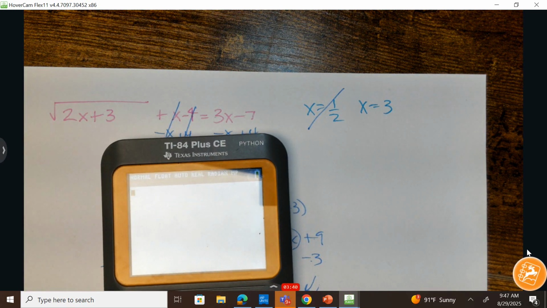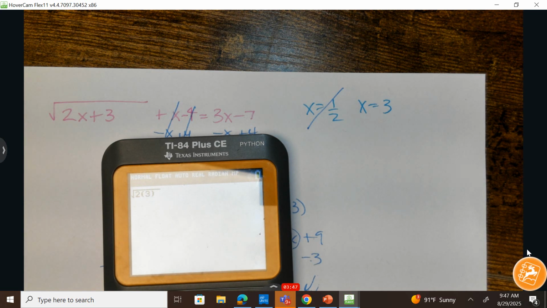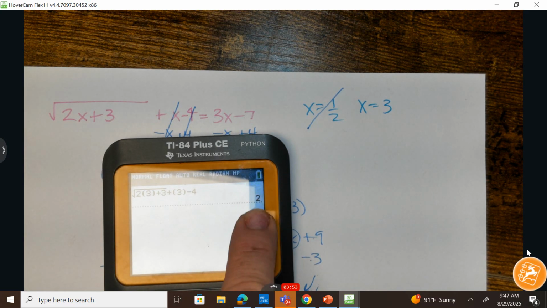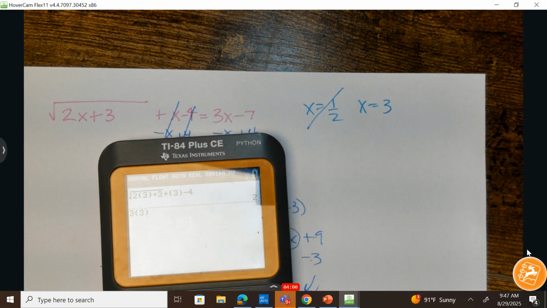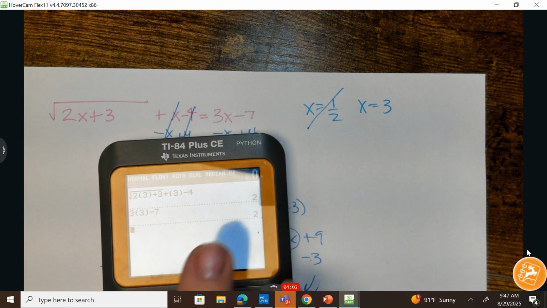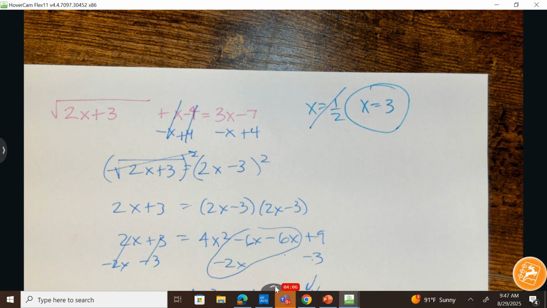I'm now going to try 3. I have the square root of 2 times 3 plus 3. Move outside of the radical. Plus 3, subtract 4. I get 2. I'm going to plug in 3. 3 times 3, subtract 7. I get 2. The left side equals the right side. I feel confident this is my only answer to this question.